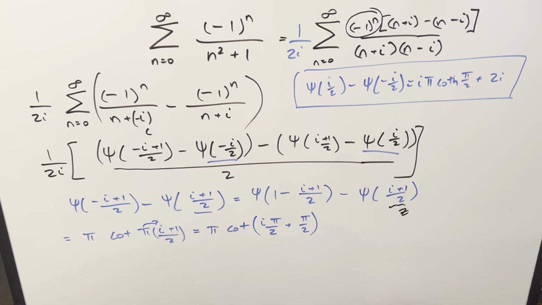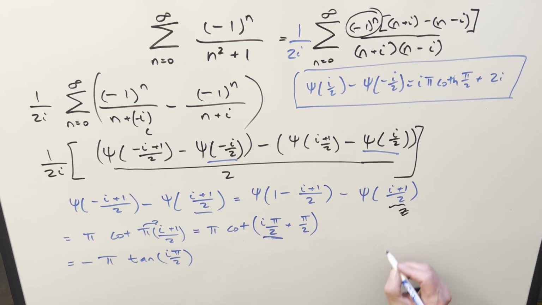But then writing it this way, we can just use a complementary angle formula on this. What we have is for cotangent pi over 2 plus x, this is going to be the same thing as minus tan x. So using this, what's going to happen is now we're going to have a minus sign in front, minus pi tan of this thing, which is just i pi over 2. Then doing basically the same thing we did with cotangent.